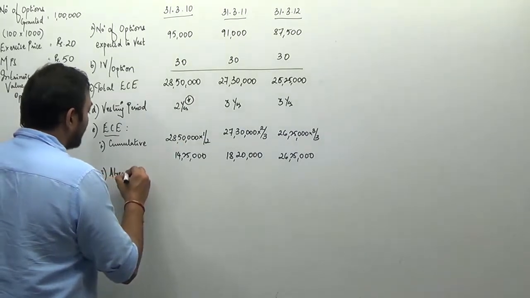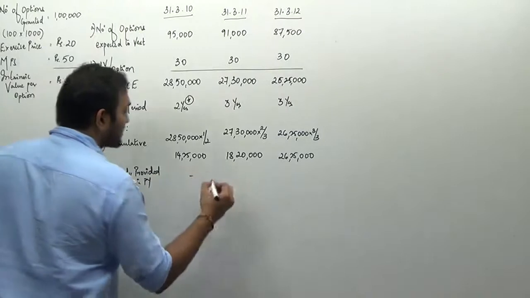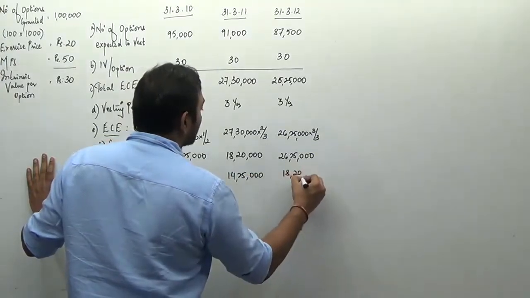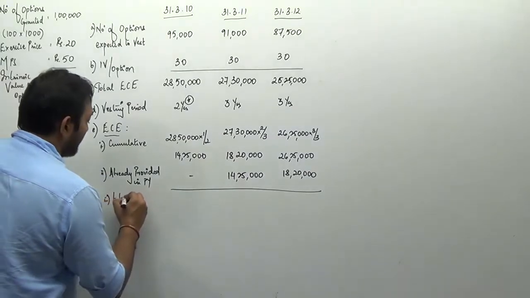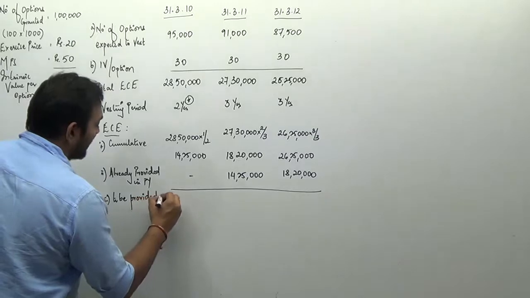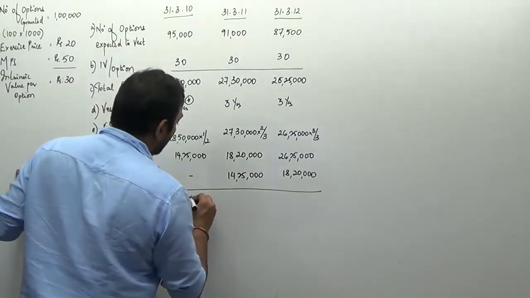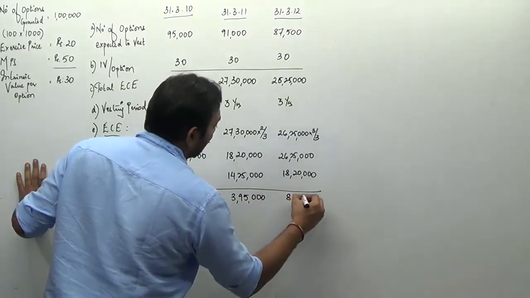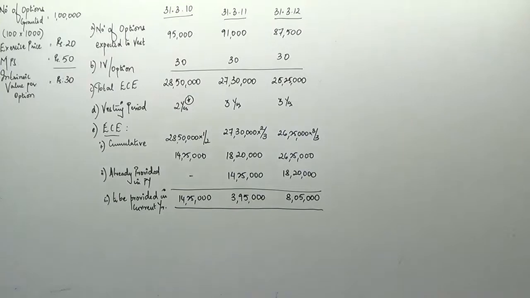ECE already provided in the previous year. First year nil, second year he has already provided 14,25,000. Third year he has already provided 18,20,000. To be provided in current year: first year he has to provide 14,25,000. Next year he has to provide 3,95,000. And final year he has to provide 8,05,000. Check the calculation once. Then if you are done, then you can go for the entries.